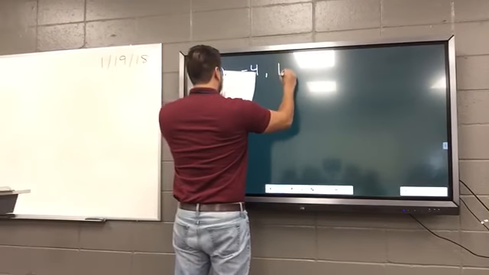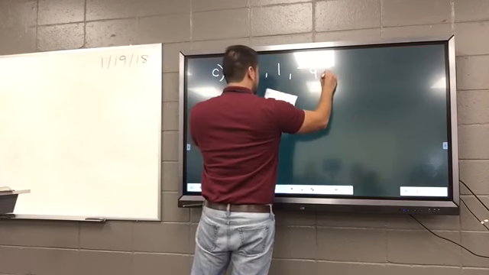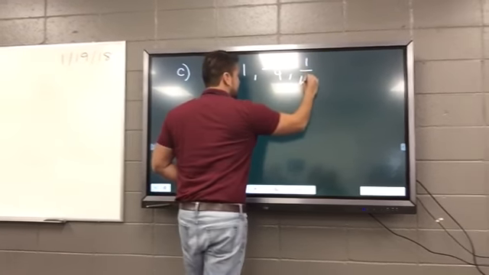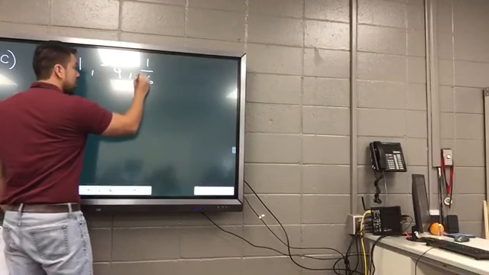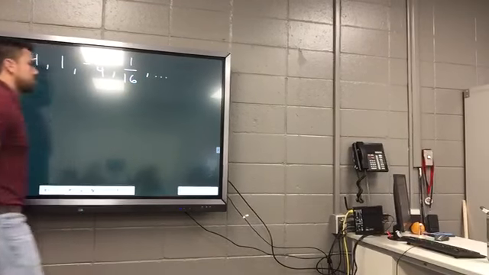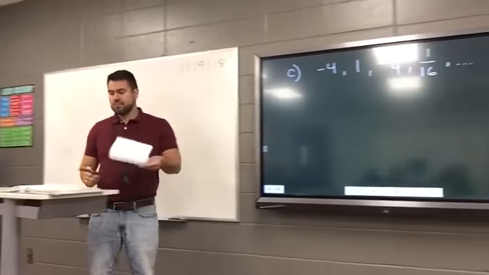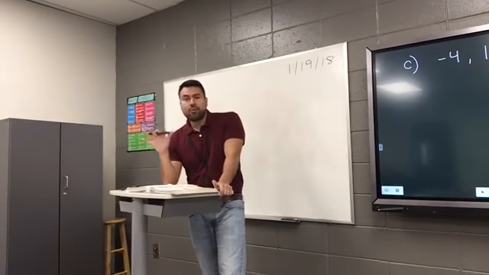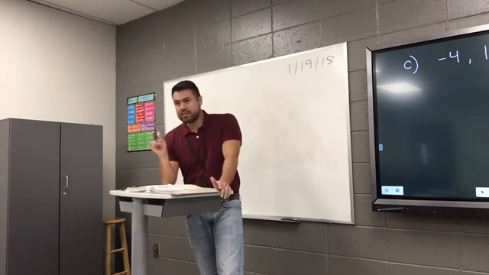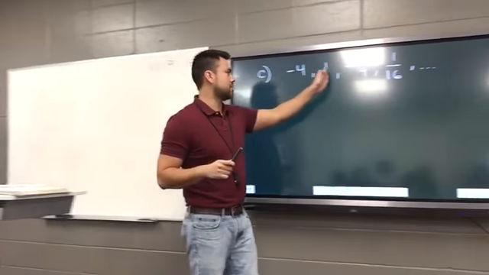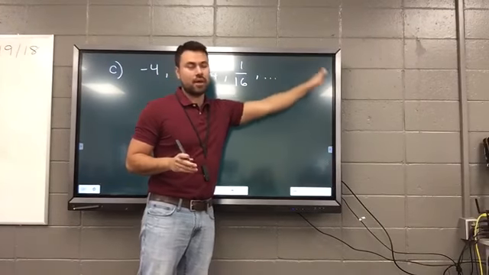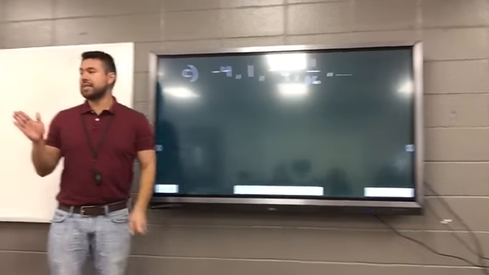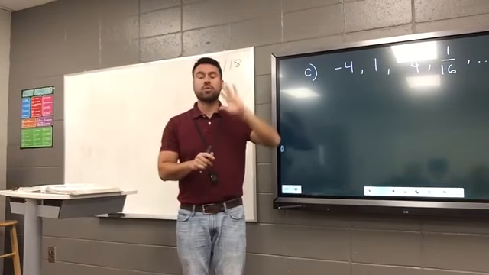-4, 1, -1/4, and 1/16, dot, dot, dot. Before I work this one out, do you guys notice that it's alternating from negative to positive, negative to positive? What do you think the next sign is going to be? Negative, then positive. Okay. If it alternates in that way, ignore the numbers.